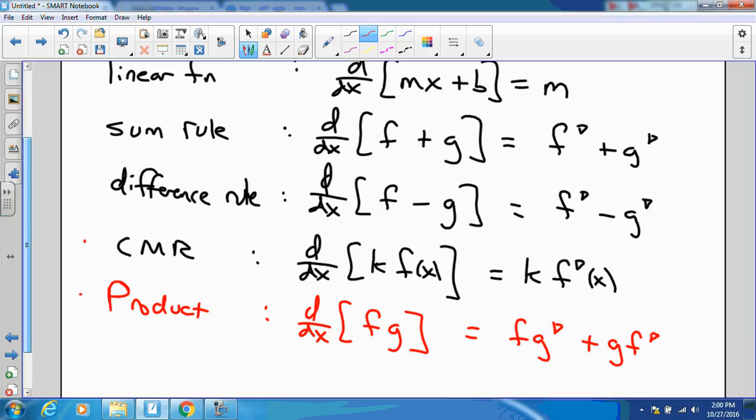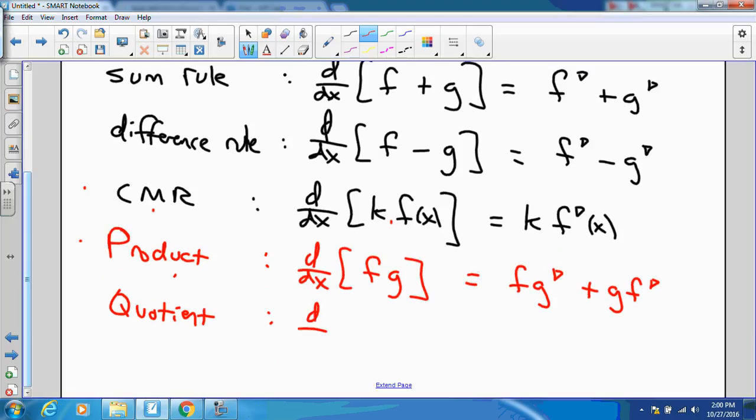Now, are these two rules in conflict with each other? No. What happens if I apply the product rule to a constant multiplier? What happens? I get k f prime plus 0 because the derivative of the constant is 0. So the constant multiple rule is really just a special case of the product rule.